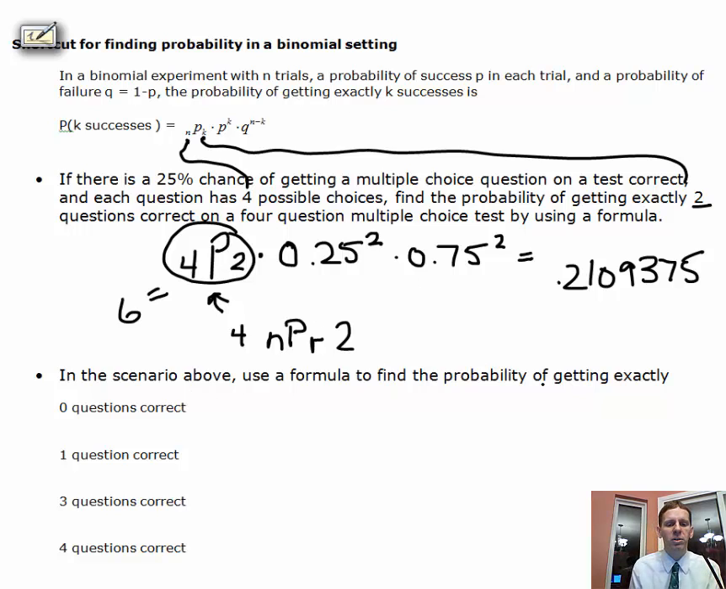I'd like you to use the formula to find the probability of getting exactly each of these numbers of questions correct. For example, if it was 0 questions right, you would have something like 4P0, 0.25 to the 0 power, and 0.75 to the 4th power, because n minus k is 4, and you'd multiply these values together. Figure out this one, solve the other ones out. We'll see your answers in just a moment.